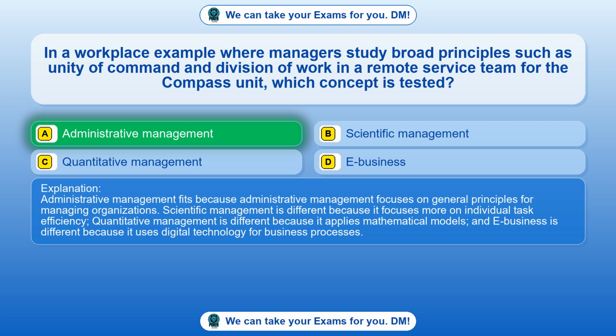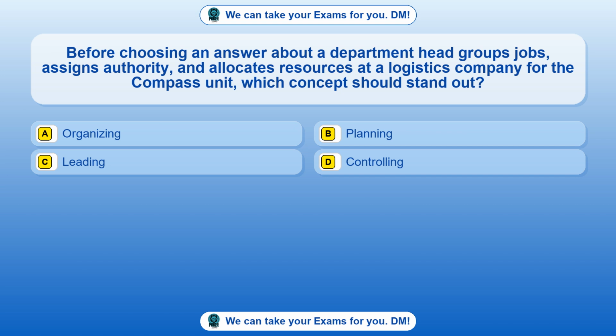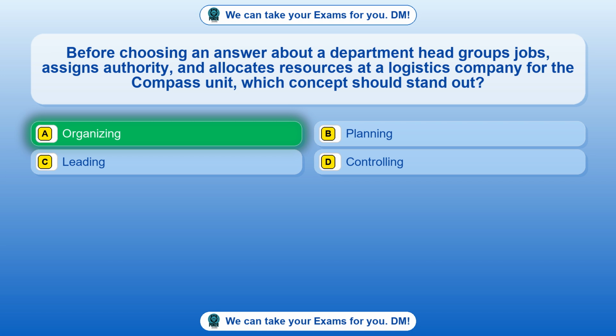processes. Question 31. Before choosing an answer about a department head group's jobs, assigns authority, and allocates resources at a logistics company for the campus unit, which concept should stand out? Option A, organizing. Option B, planning. Option C, leading. Option D, controlling. The correct answer is option A, organizing.